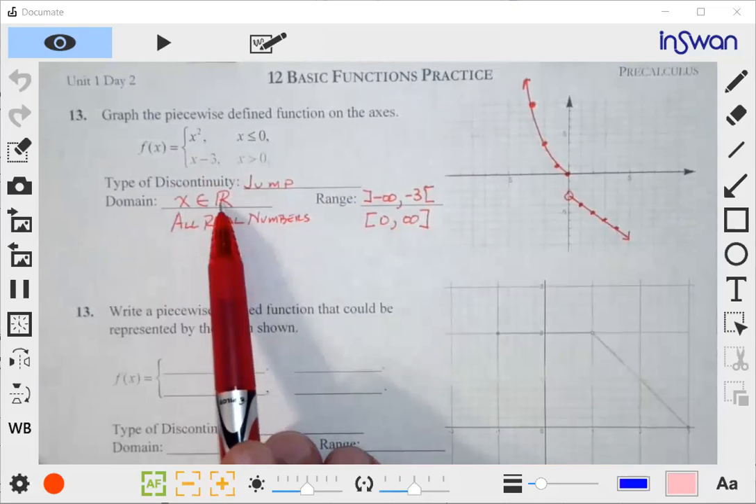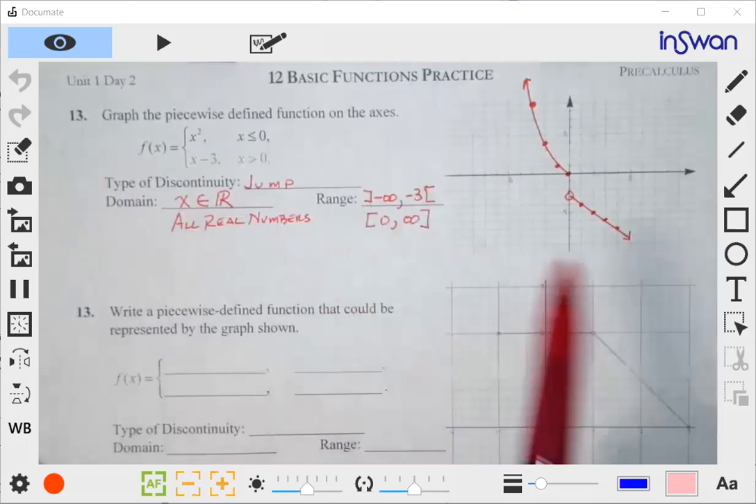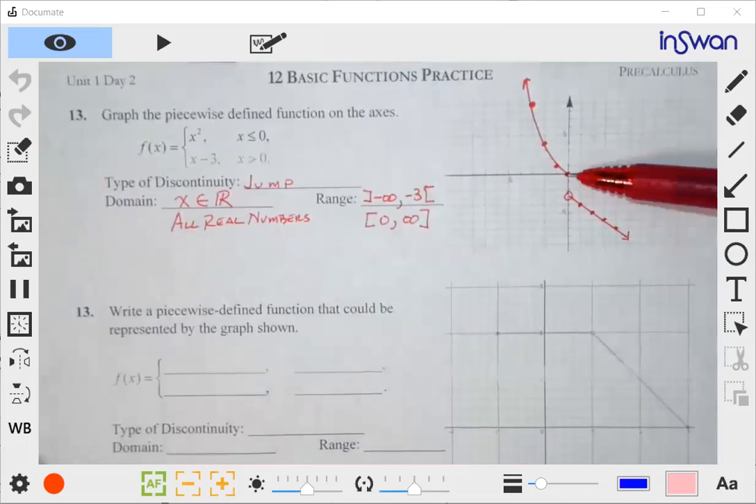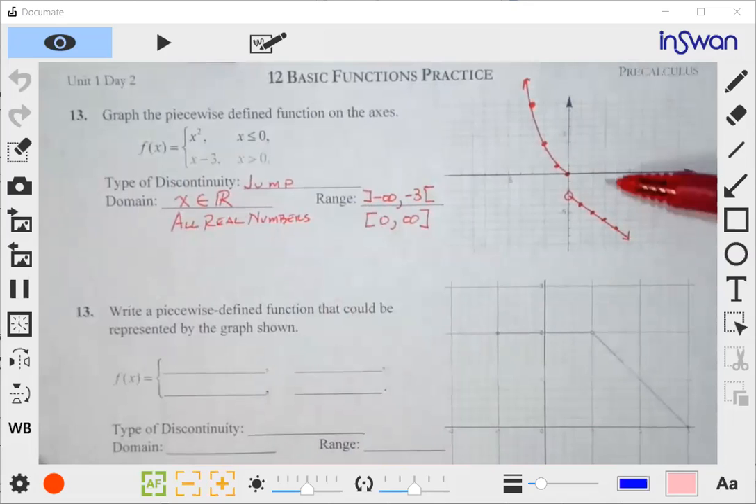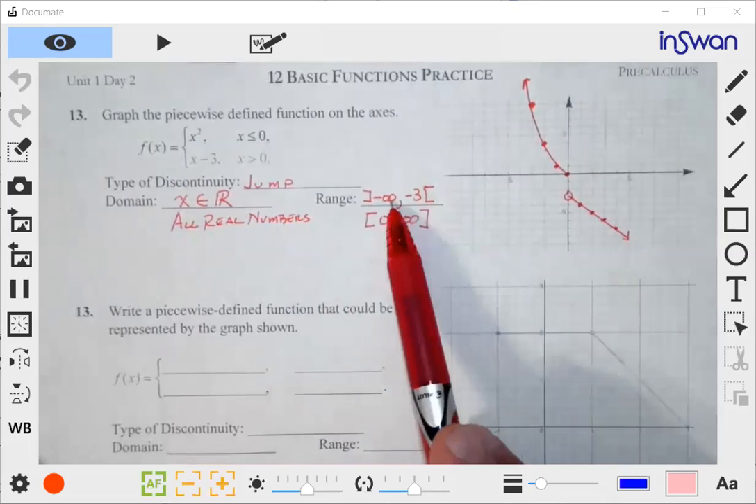This is another notation you can use for all real numbers, that x is an element of the set of all real numbers. Now the range would be everything from negative infinity all the way up to -3, and then everything from 0 all the way to positive infinity, right? The range is my possible outputs. I do not include the -3, and I never include the infinity. And so that's why you see these brackets going outwards.